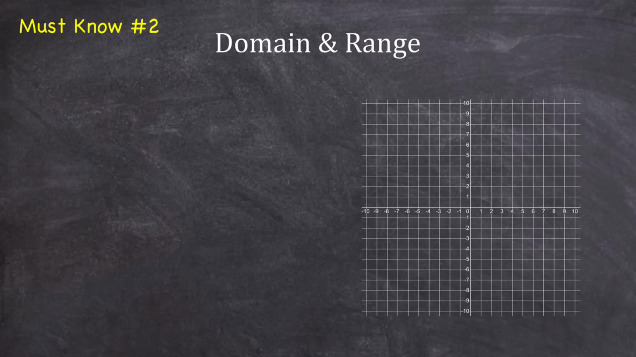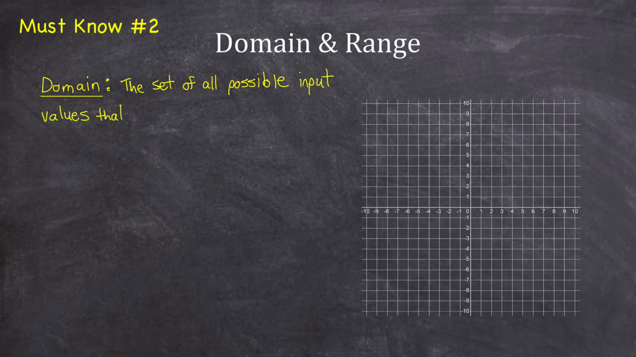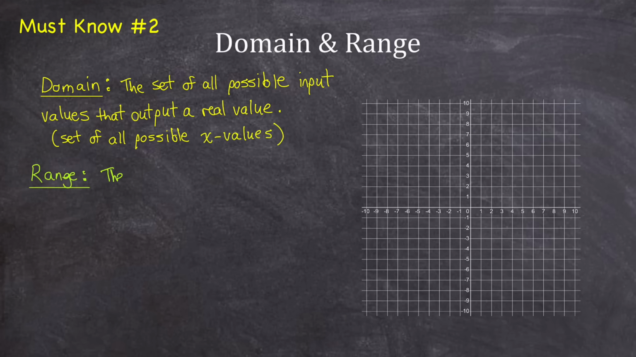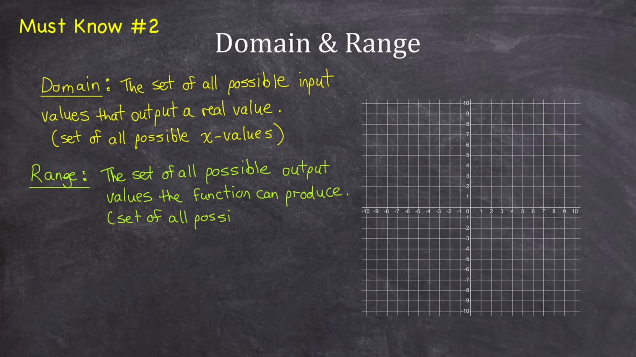Must know number 2, domain and range. Domain is the set of all possible input values that output a real value. So it's the set of all possible x values that you can sub into the function. Whereas the range is the set of all possible output values that a function can produce. So it's the set of all possible y values.